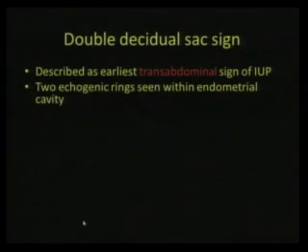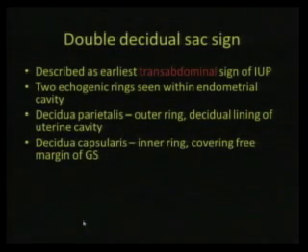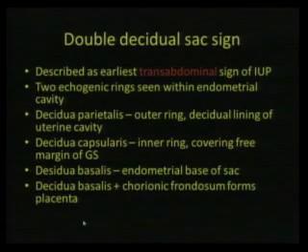Basically, you get 2 echogenic rings seen within the endometrial cavity. The outer ring is the decidua parietalis, the decidual lining of the uterine cavity. The decidua capsularis is the inner ring, and it covers the free margin of the gestational sac. The decidua basalis is the endometrial base of the sac itself. Decidua basalis plus the chorion frondosum will go on later to form the placenta.